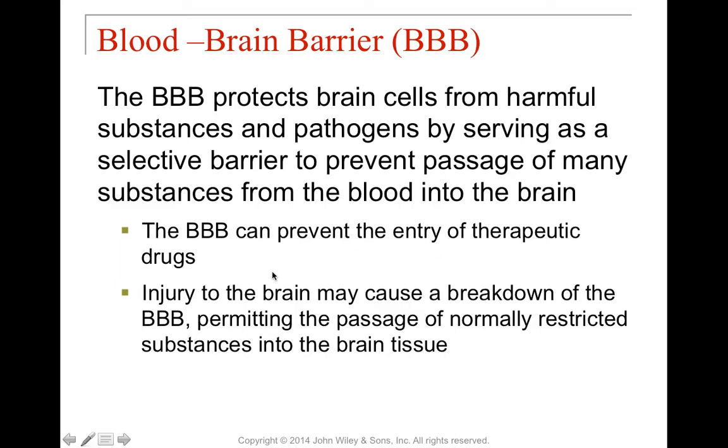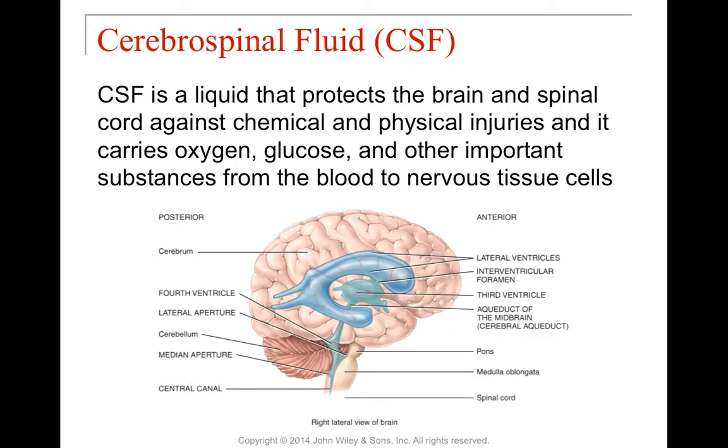And if you end up with injuries to the brain, sometimes you can end up having an issue with that blood-brain barrier, and that can allow certain things that are normally restricted into the brain tissue, which can cause a cascade of all sorts of abnormal effects. So the cerebrospinal fluid is a clear, colorless liquid, and it's a protective layer. It protects the brain and the spinal cord against chemical and physical injuries, and it also carries things in to the cells like oxygen and glucose and other important substances from the blood into the nervous tissue.